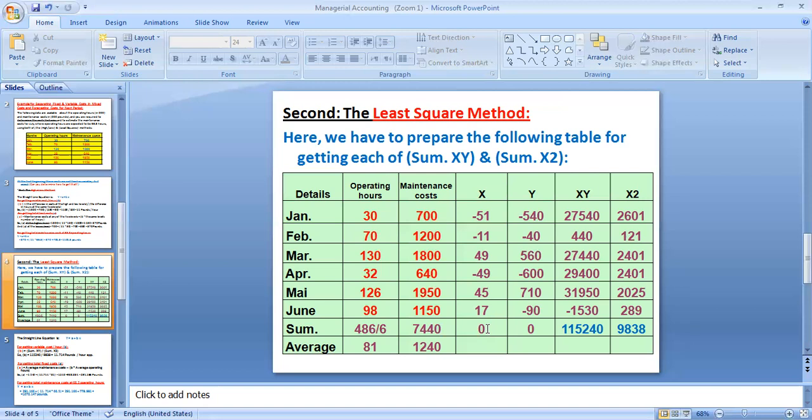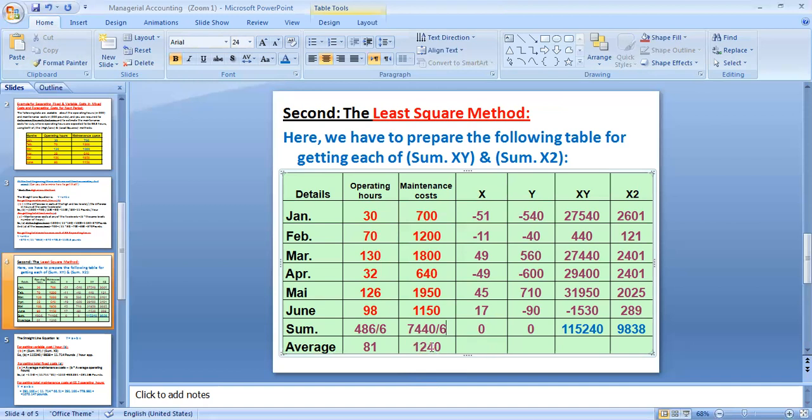The same will be done regarding the cost. Maintenance cost for January, February, March, April, May, June. Their total equals 7,440. This is the summation of the cost regarding the 6 months. I wanted the average per month, so I will divide by 6 to have 1,240. The 1,240 is the average maintenance cost per month, even though during January I have 700 only, during March I have 1,800, during May I have 1,950, but the average is 1,240.